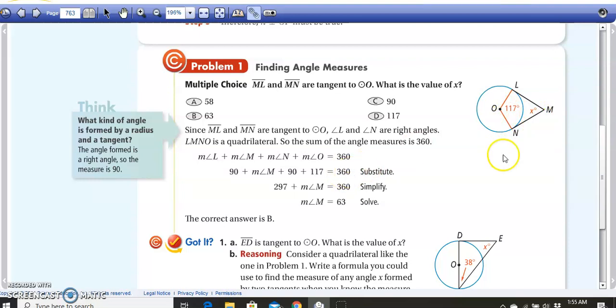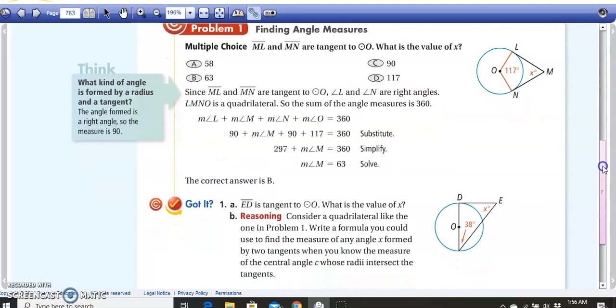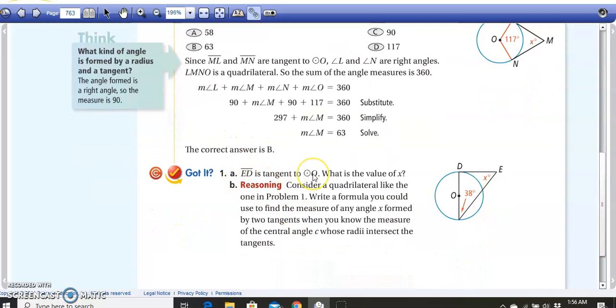There is another way to solve this example. If we make a line here from the center to this part, half of 117 plus 90 plus half of x will be equal to 180 because it's a triangle. But here is the solution. Now there is an example that I will solve in another video, example number one. It's easy to understand because it says ED is a tangent, that means this angle is 90 degrees. But the solution for this will be in another video.